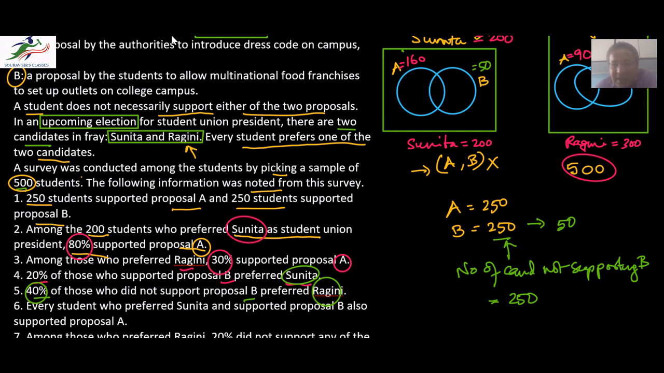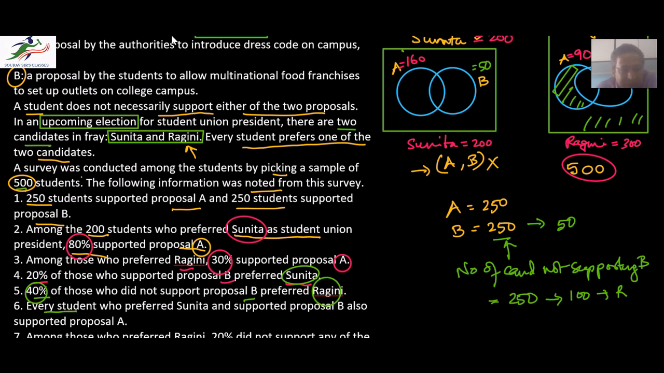So which means that there are some which will fall here and some which will fall outside in this region. So we don't know the split. So let us keep that in mind for now, that out of this 100 prefers Ragini.